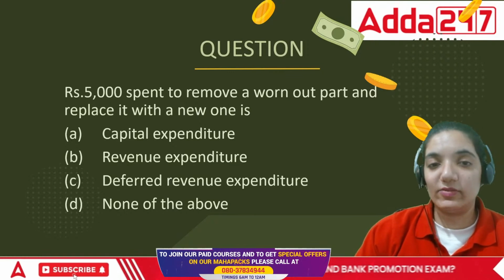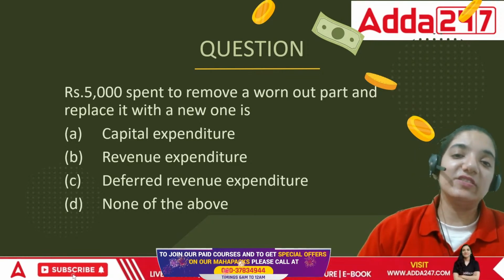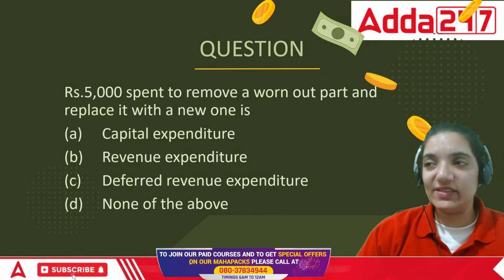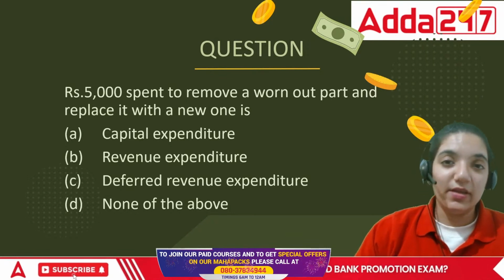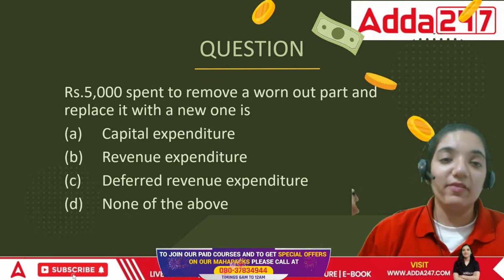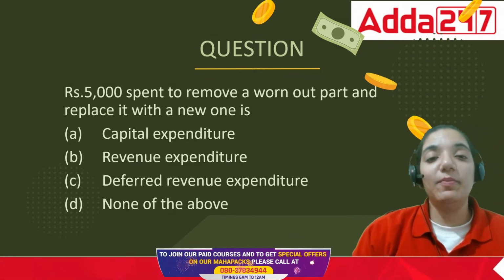Now let's look at the question. 5,000 spent on removal of a worn out part. Worn out part means, okay, there's a machine. It's now worn out. It's very old looking for the moment. And now we are looking forward to purchase a new part for that.